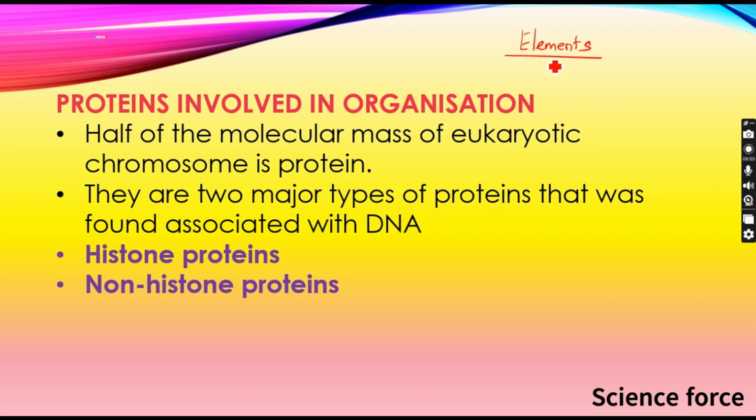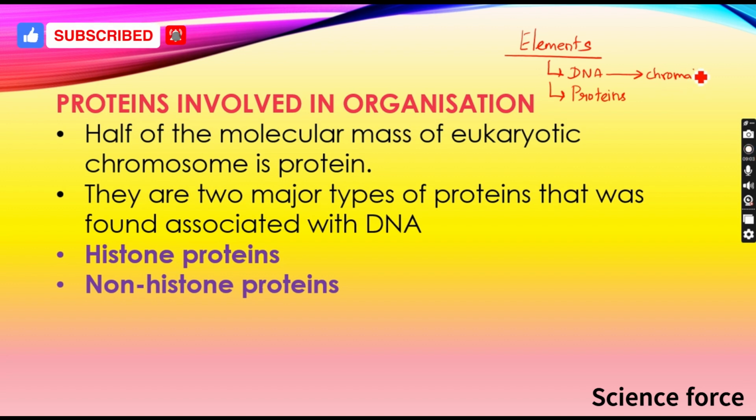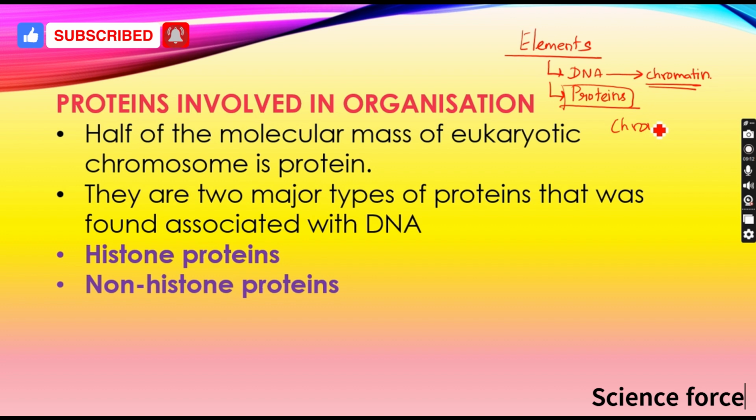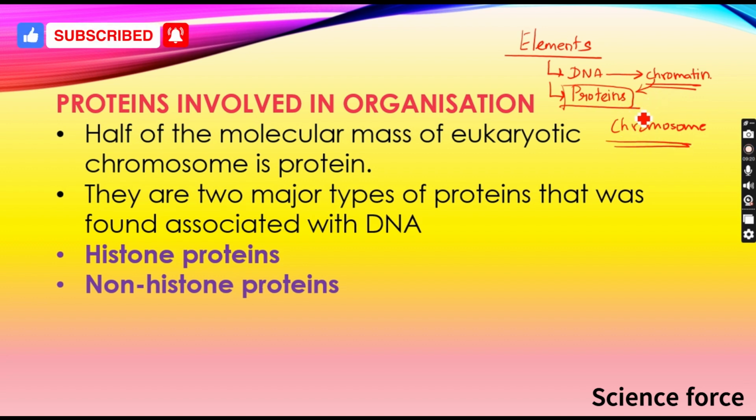Elements for the compaction of a chromosome. The first element is going to be DNA. Next, it's going to be our proteins. DNA only, when compacted, is known as chromatin. This chromatin is compacted into a stable form by these proteins. These proteins are going to make it into a chromosome. So the chromatin is converted into a stable, compacted form of chromosome by these proteins.